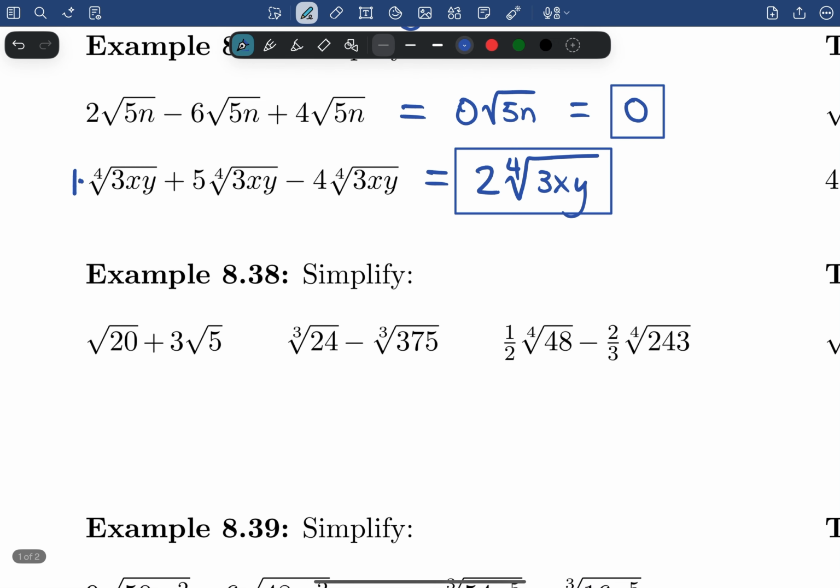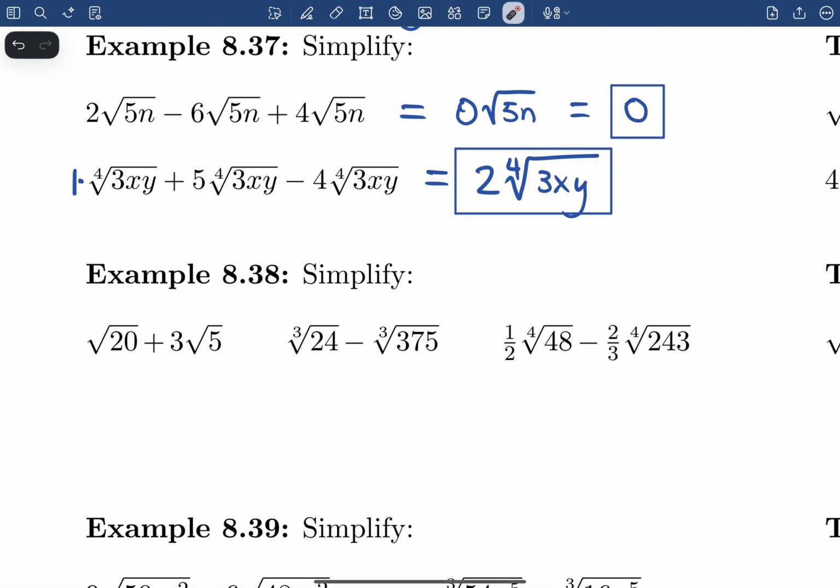All right, so let's go ahead and move forward to example 8.38. And I see the square root of 20 plus 3 root 5. Currently, I don't have the same radicand, so I can't combine these together in the way that it currently is. But we learned last time how to simplify square roots.